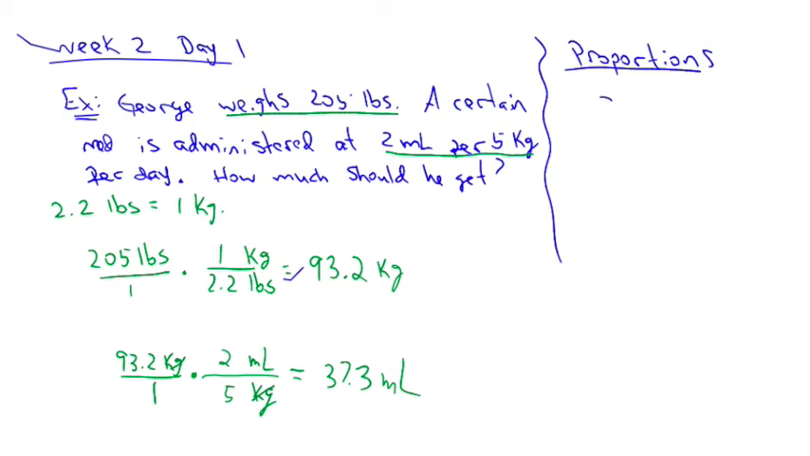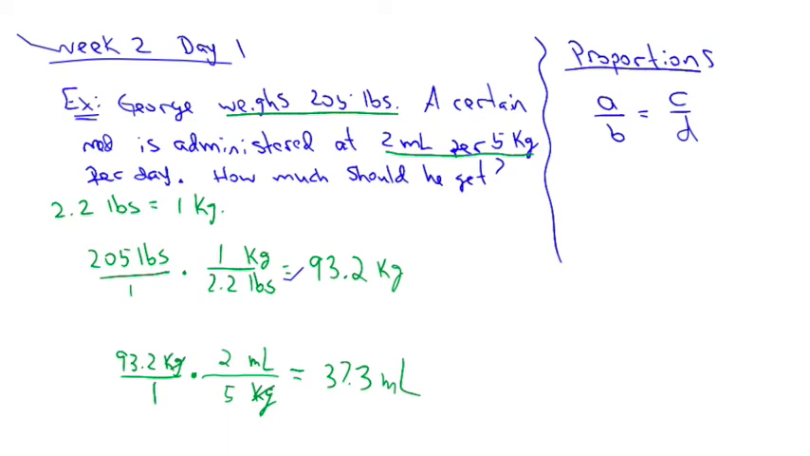So to do proportions, it's literally two fractions that are equal to each other. One fraction is equal to another fraction. And if you know anything about fractions, 2/4 is the same thing as 1/2. So these proportions take advantage of that.